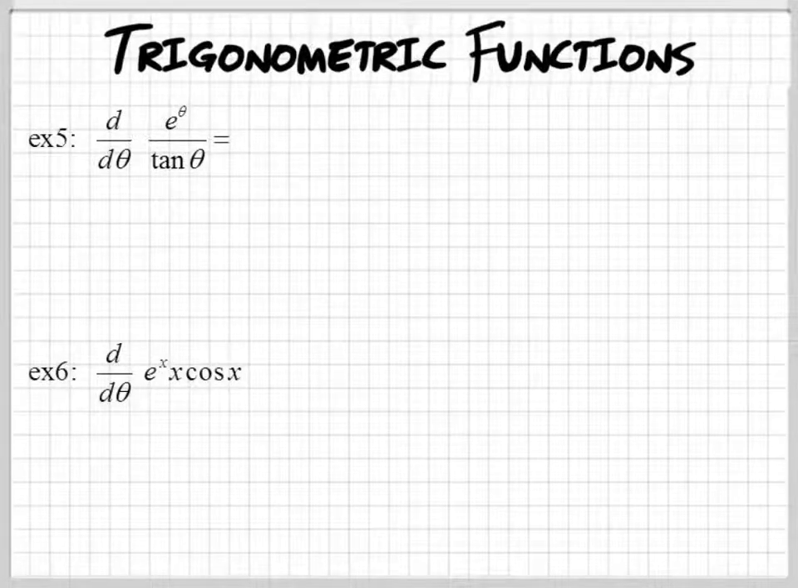Okay, so let's do this first one. Because there's a function of theta there and a function of theta there, I'm going to have to use the quotient rule. So, for our quotient rule, let's do the bottom first because that one's easy to remember. We have to go tangent theta squared. So I'm just going to put a squared right there.